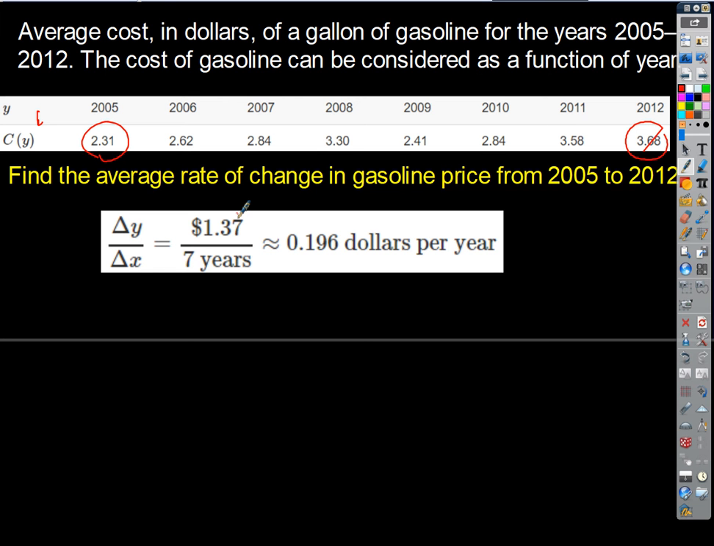Why did it increase? Because the final value was higher than the starting value. What if the final value had been 1.31? Then we would have taken the final value of 1.31 minus 2.31, which would have given us negative $1. Divided by 7 would have given us 14 point something cents. So we would have had a negative rate of change, which would have meant that the cost of gas was decreasing. Here it's positive because it was increasing. The final value was bigger than the starting value.